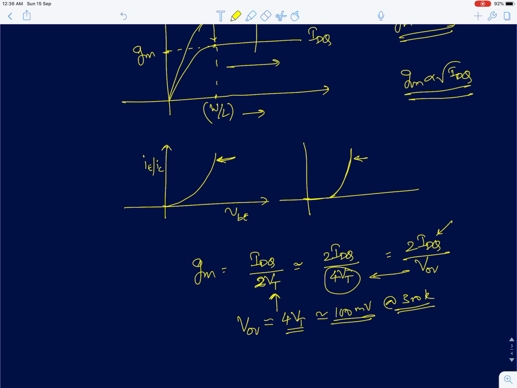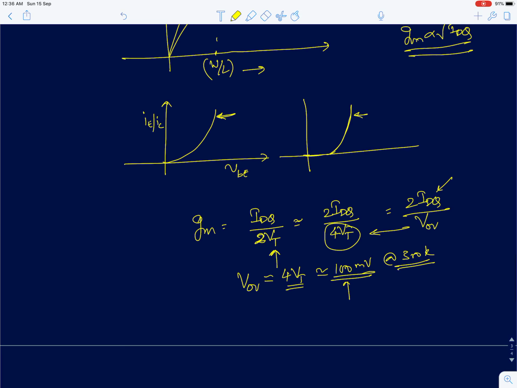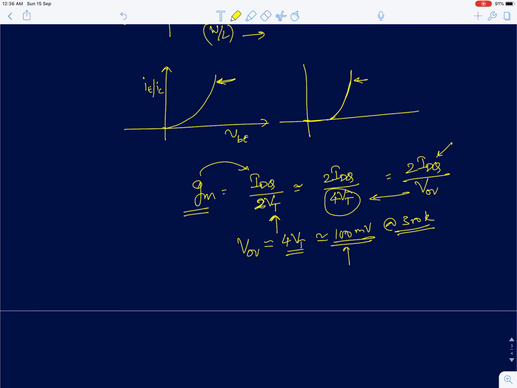Again, this is just a rough empirical number. You have to find this exact value through simulations. The maximum GM has to be found through simulations. There are test setups to do that as well. Okay, so the maximum GM is limited, and then it behaves like an exponential device, and your GM will be proportional to the drain current.